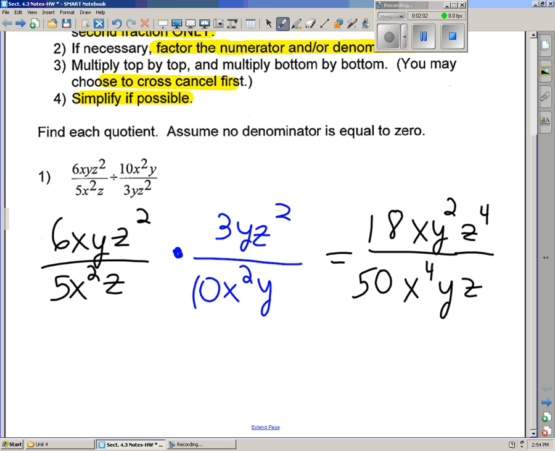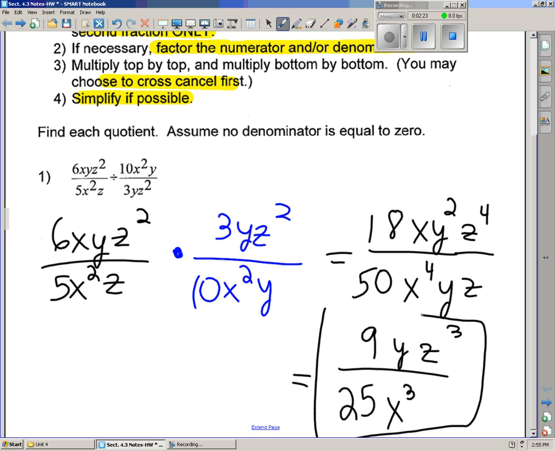Now all that's left to do is simplify this. So both 18 and 50 are divisible by 2. So that means 18 50ths becomes 9 25ths. There's more x's on the bottom by 3. There's more y's on the top by 1. And there's more z's on the top by 3. This becomes your final answer. This part's nothing new. This is old stuff. The new stuff's going to start next.